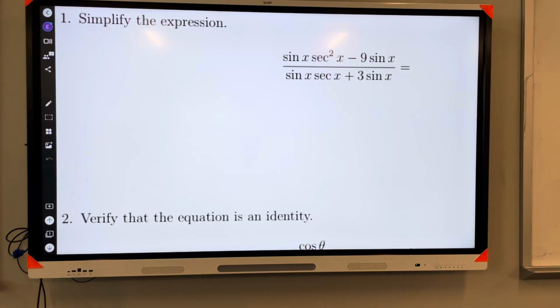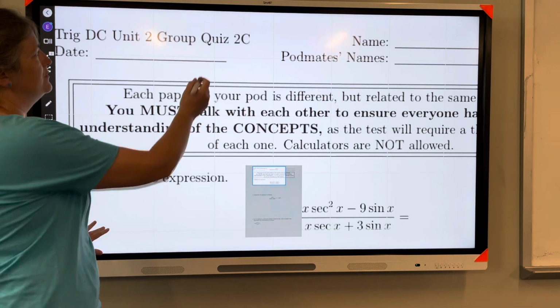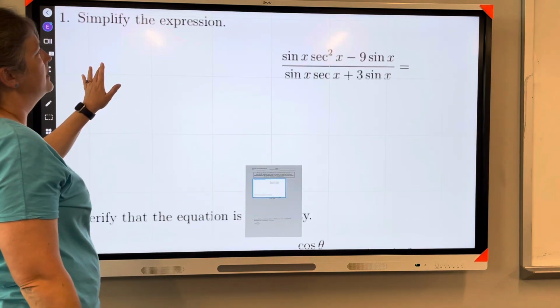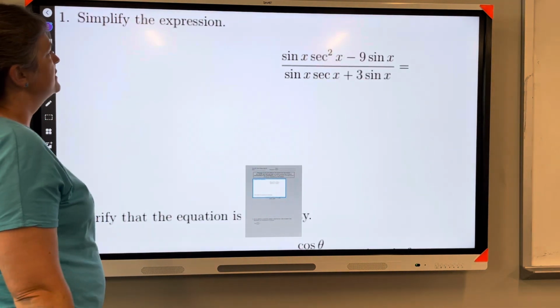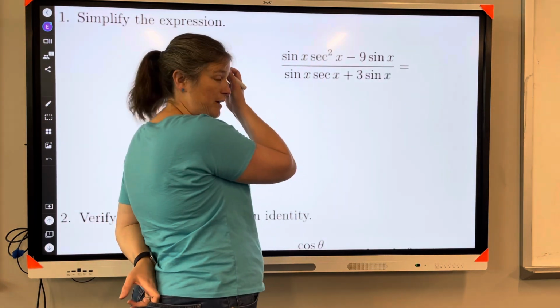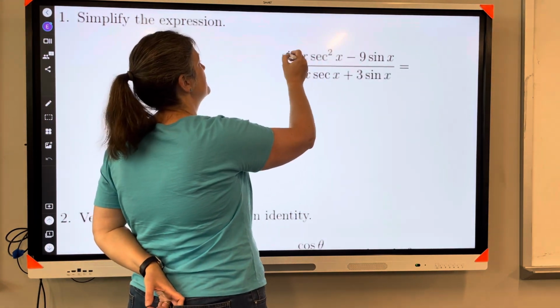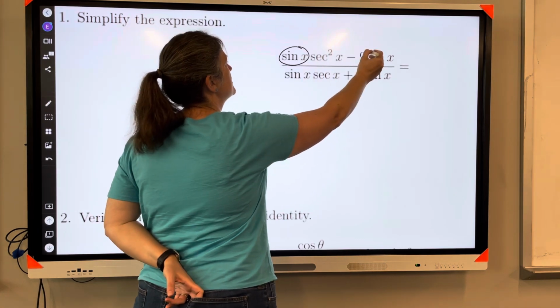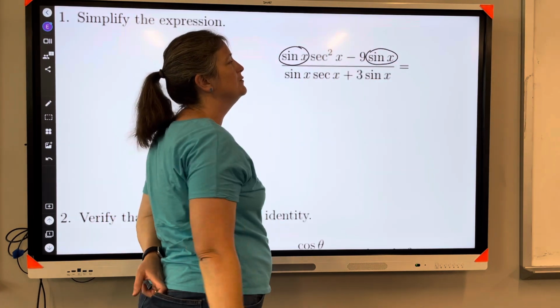All right, this is quiz C. If I scroll down, you can see it's quiz C for Unit 2. And I want to simplify this expression. So as I'm looking at this, what I noticed is that there is a factor of sine of x in both terms of the numerator.